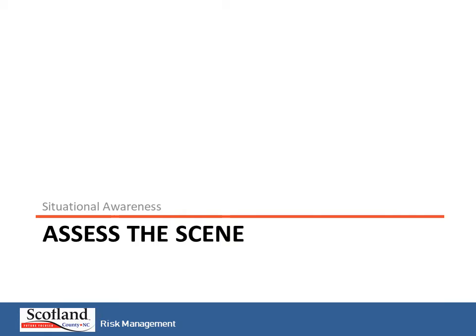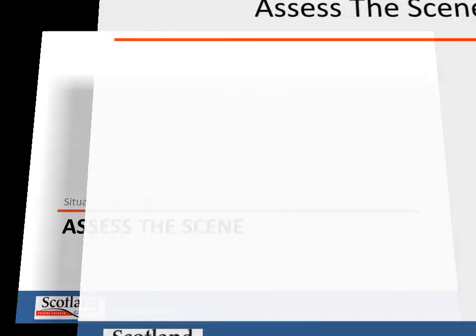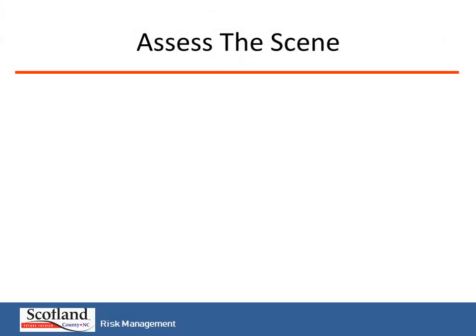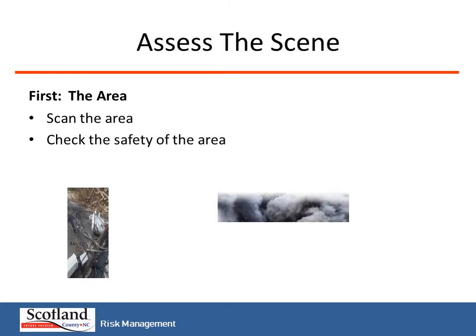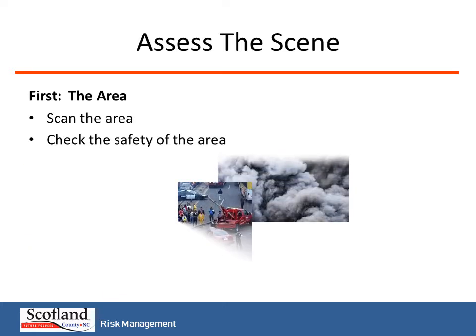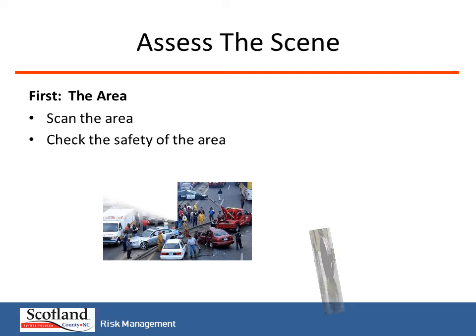Let's review how to assess the scene. When assessing the scene, first look at the area. Remain calm and scan the surroundings. Check the safety of the area and look for possible threats. Unsafe situations could be fire, electric lines, smoke, traffic, violent behaviors, hostile crowds, chemicals, falling rocks, etc.